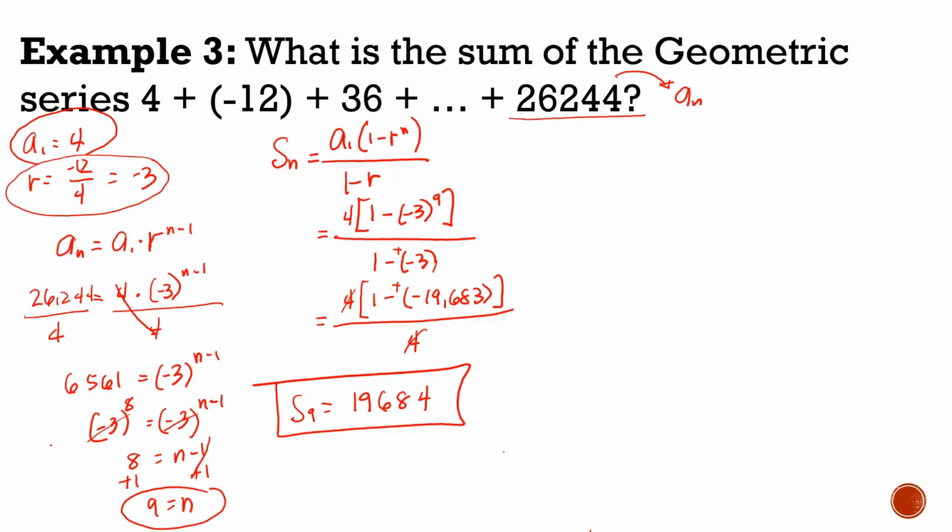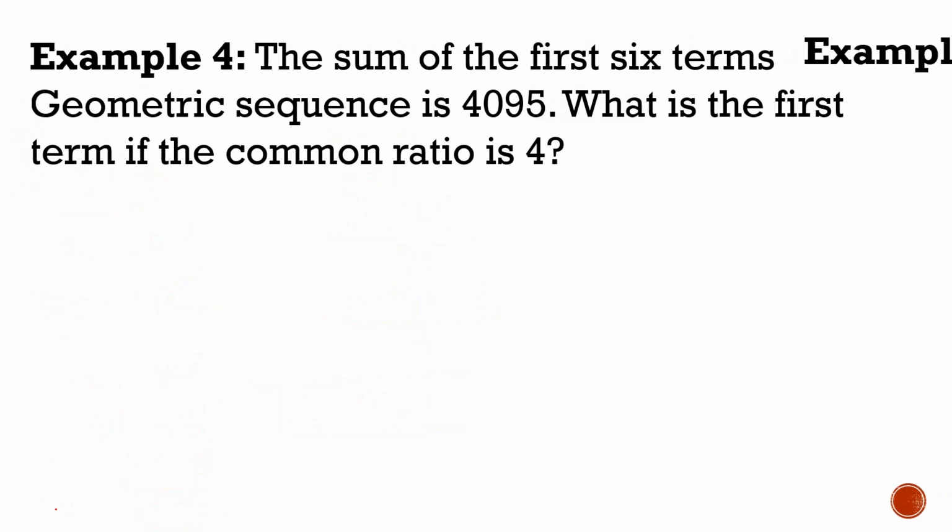Okay, so let's go to the last example now. The sum of the first 6 terms of a geometric sequence is 4,095. What is the first term if the common ratio is 4? So here what's missing now is the first term of the sequence, given that the sum of the first 6 terms is equal to 4,095, and our common ratio is 4. So we have this formula.